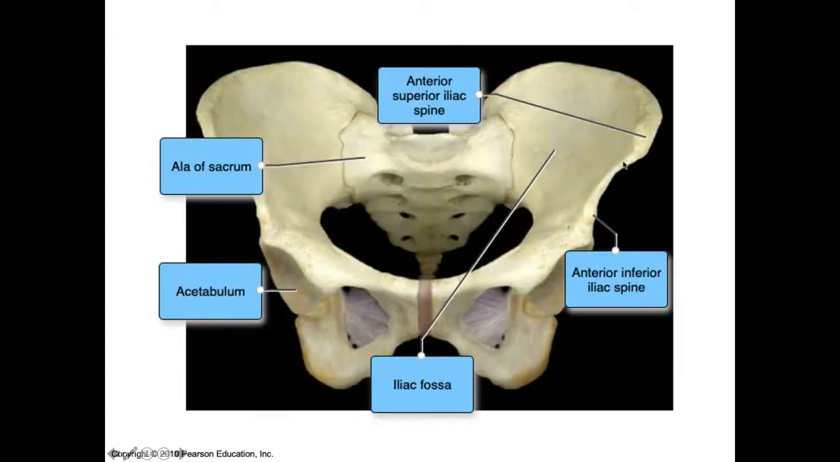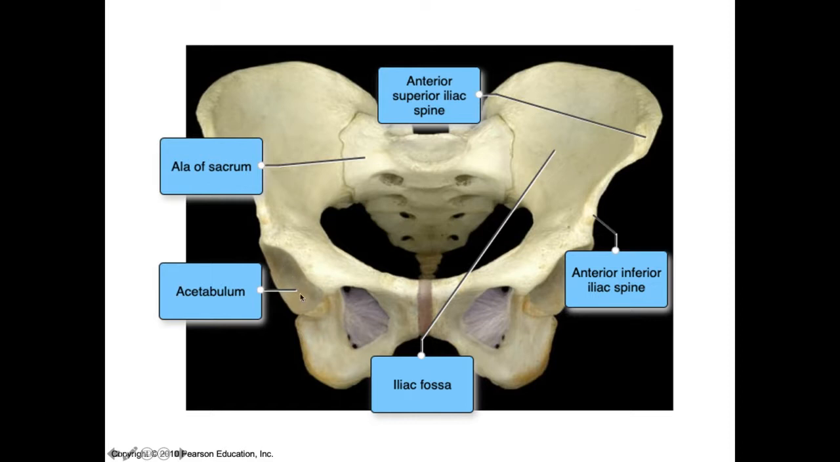Looking at the pelvis, here's your iliac crest. And in the front of the iliac crest, as you move forward, it takes you to an anterior superior iliac spine. When you go below it, it's the anterior inferior iliac spine. This is a fossa called the iliac fossa. Here's your sacroiliac joint. Here's the sacrum, here's the ilium. That's your sacroiliac joint. The top of the sacrum is called the ala of the sacrum. Here's your coccyx. Here's your pubic symphysis.